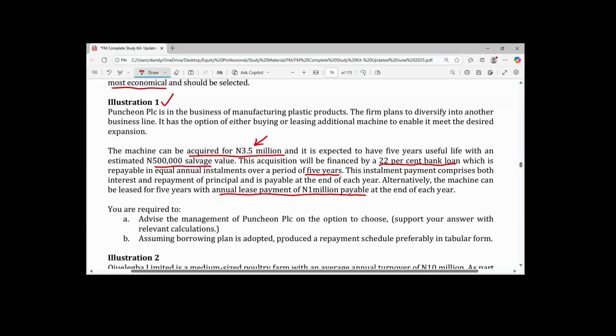So because of time, what you are supposed to do is the same thing we have done under Chair PLC; it is the same thing we are going to do here. However, for the outright acquisition, there will be two variables available to us. The first variable is the initial cost of the machine, which is 3.5 million. The second variable will be the scrap value of 500,000.